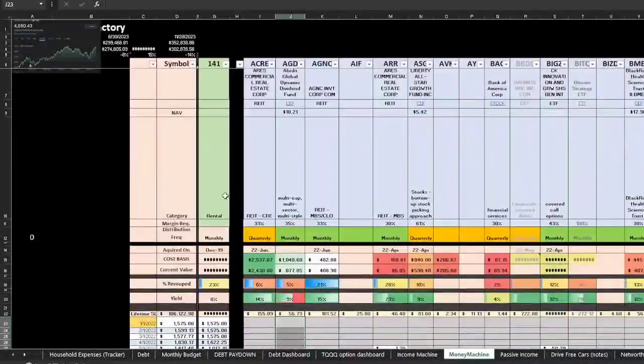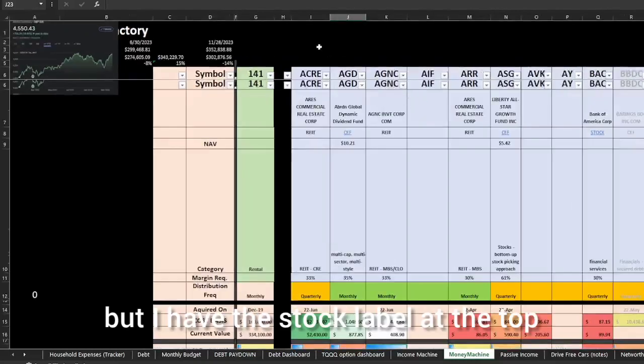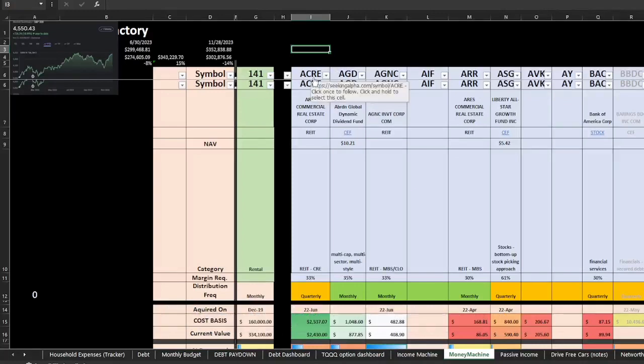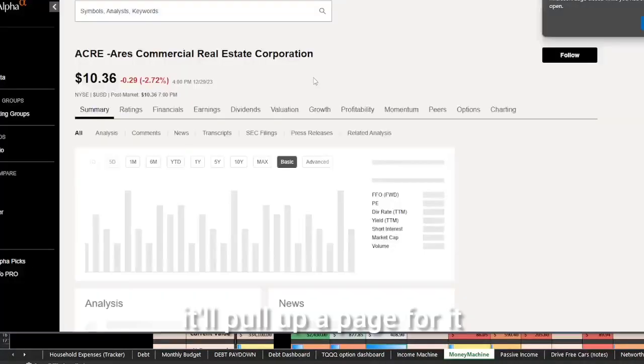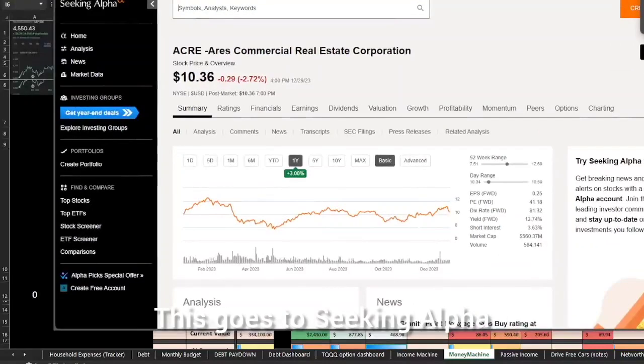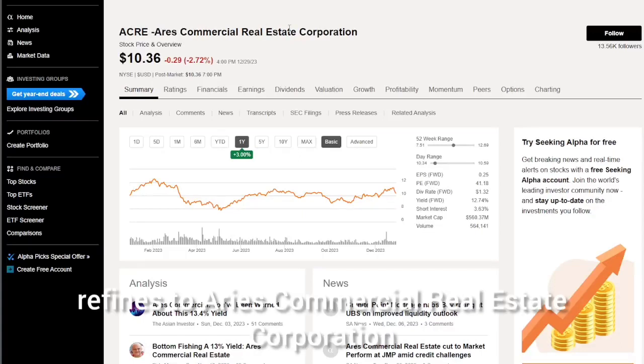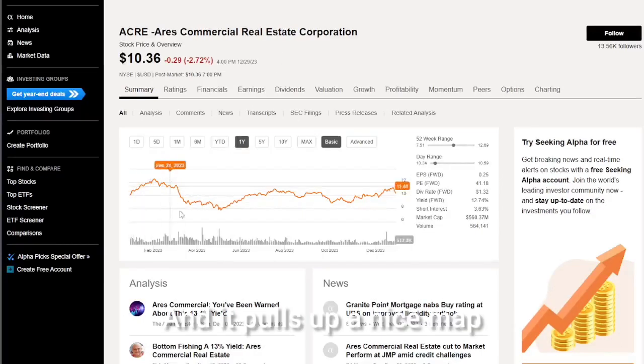So at the top, I haven't filled out all of them because I got kind of lazy, but I have the stock label at the top, which is hyperlinked usually to the stock. Here you see it's not. When it's hyperlinked, it'll pull up a page for it. It goes to Seeking Alpha. So, ACRE refers to Ares Commercial Real Estate Corporation, and it pulls up a nice chart.